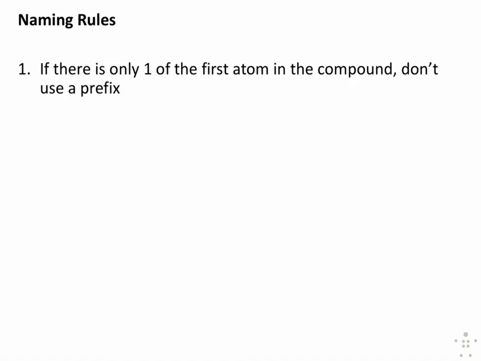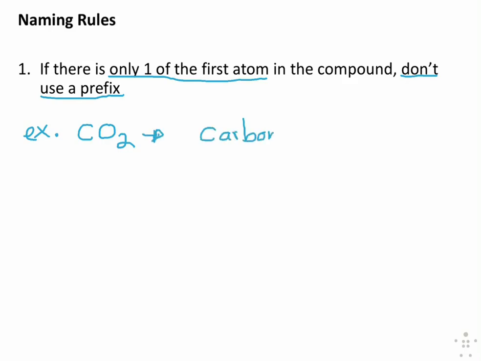To name molecular compounds properly, you have to be familiar with 4 different rules. The first one is if there's only one of the first atom, don't use a prefix. So for example, if we have carbon dioxide, CO2, it gets the name carbon dioxide. There's only one carbon here, so there's no prefix.